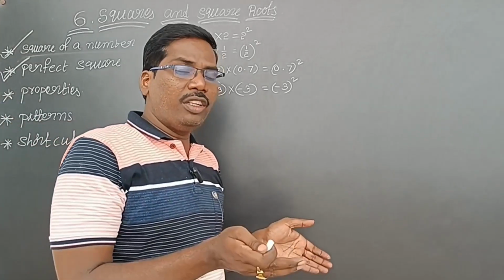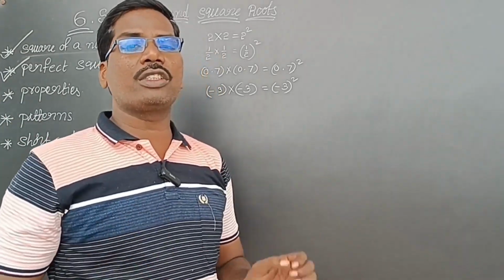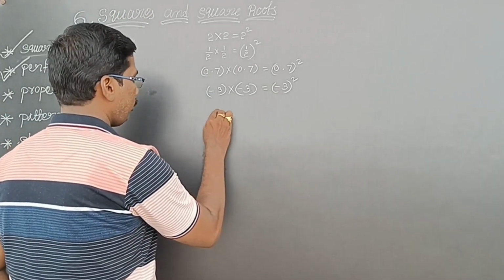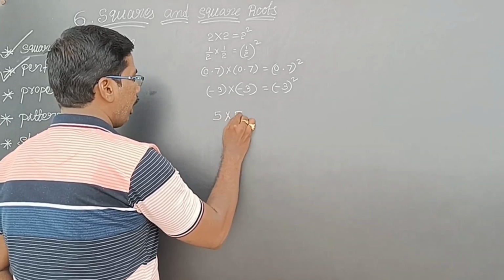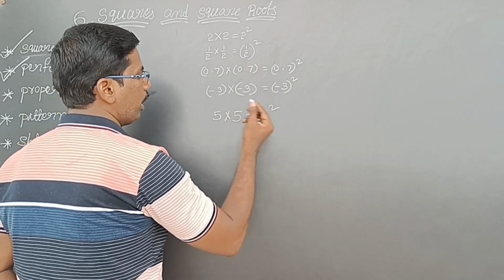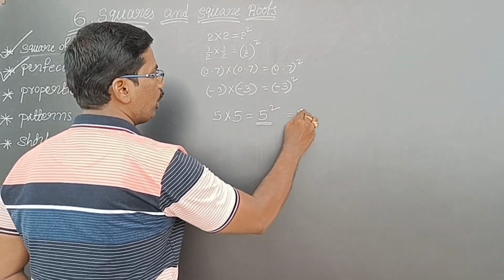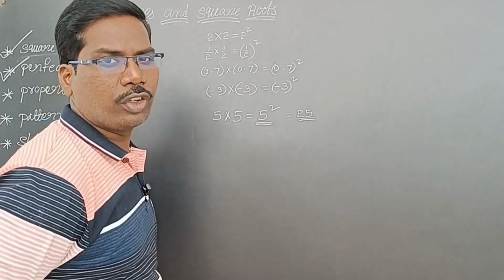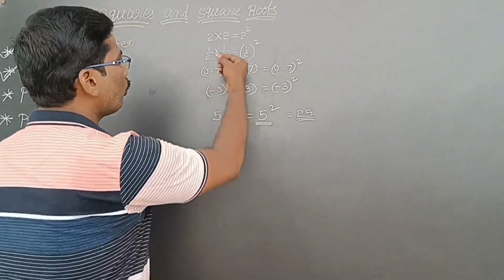A natural number which is multiplied with itself is called a perfect square. Let us see, 5 into 5 is 5 square. What answer are we getting? 25. This 25 is called a perfect square. Those are the squares of numbers.